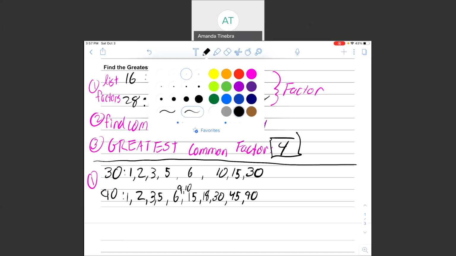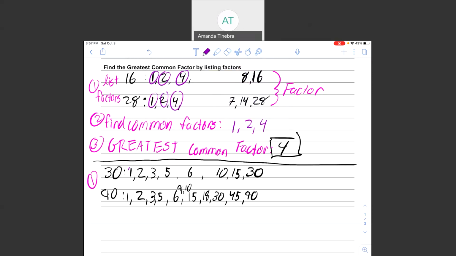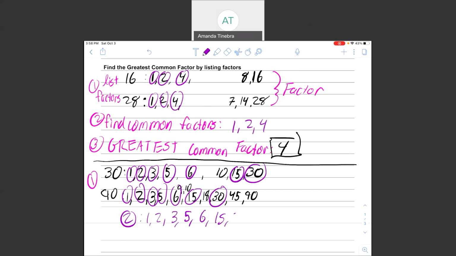Now I check for common factors. I have 1, 2, 3, 5, 6, 15, and 30 that all show up on both lists. That's my step 2. Is 1, 2, 3, 5, 6, 15, and 30. So my answer then is the biggest one, which is that 30 is my greatest common factor.